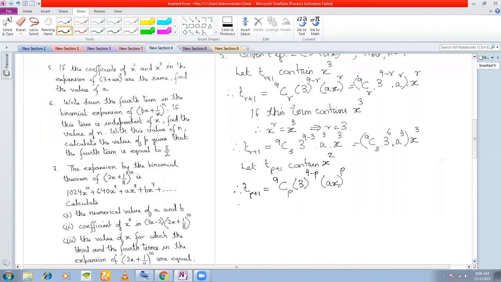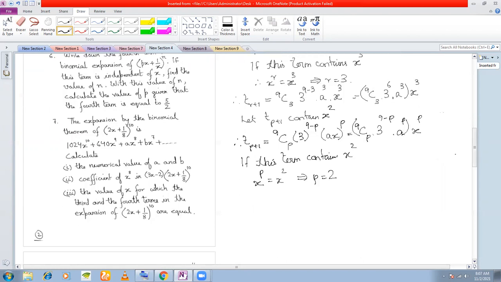So if this term contains x square, let me separate first. So you have 9Cp into 3 to the power of 9 minus p into a to the power of p x to the power of p. So this is your coefficient of x to the power of p. So if this term contains x square, that means x to the power of p must be equal to x square. That means you're getting p is equal to 2, right?